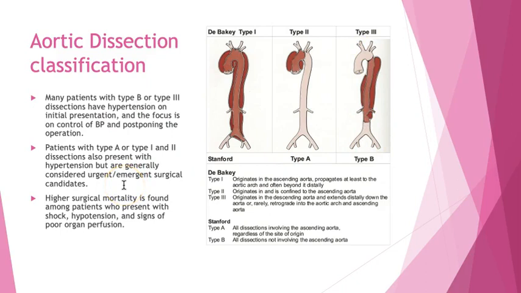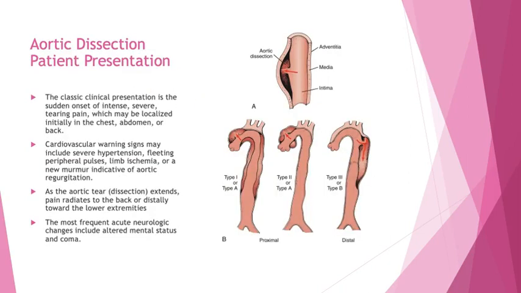Patients with type A or type 1 and 2 present with hypertension, but they're emergent or urgent surgical candidates, as you can see, if that's where their dissection is. Anything typically in the ascending aorta and to the aortic arch is typically a surgical candidate, because if that ruptures, it's typically life-threatening. Higher surgical mortality is also found in patients who present with shock, hypotension, and poor organ perfusion, which should make sense now after we've had our shock and MODS lectures.